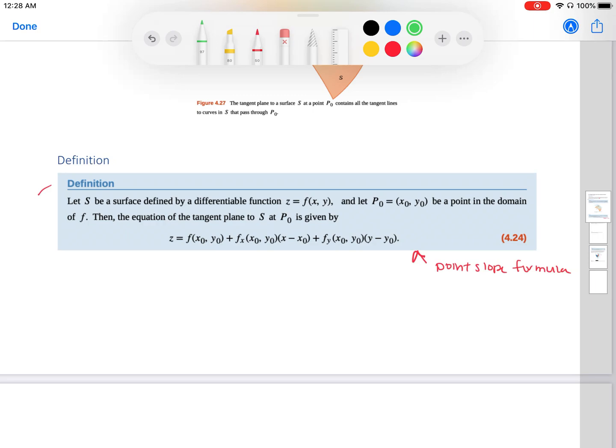Now, since we're going to be given a specific point where you see these sub-zero values, those are our given points. So we're going to find the derivative in terms of x and then plug in those points. And then here we'll find the partial derivative of f in terms of y, and then plug in those points. And here it's just our function f, and you plug in those points.